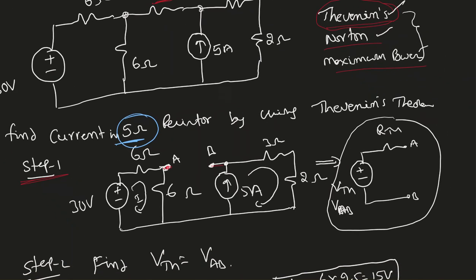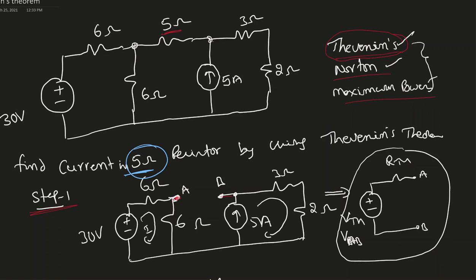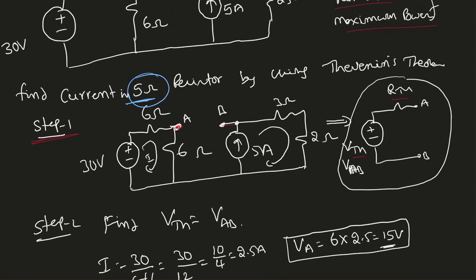Our final goal is transforming this big circuit into a simple equivalent circuit, looking from the AB terminals, with a voltage source in series with a resistance. The voltage source is called Thevenin voltage, and the resistance is called Thevenin resistance. Thevenin is the name of the person who invented this theorem. So in step 1, we remove the element and label the terminals.